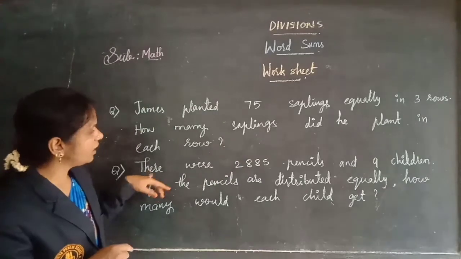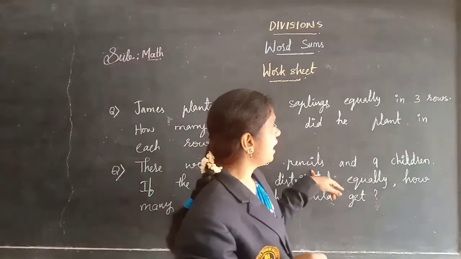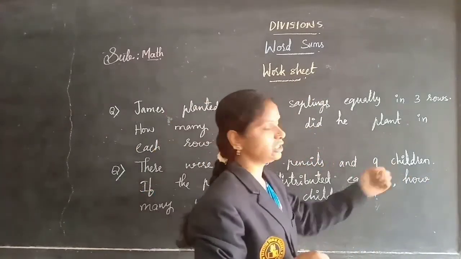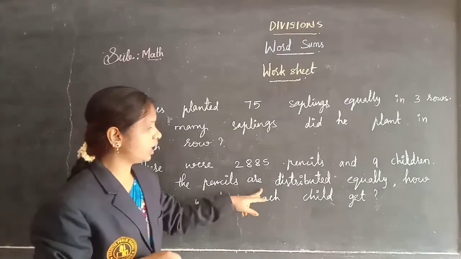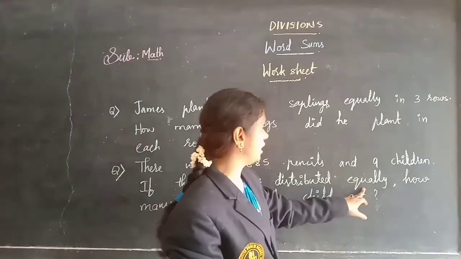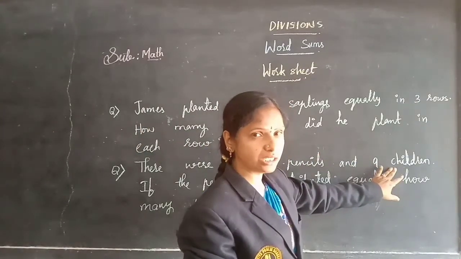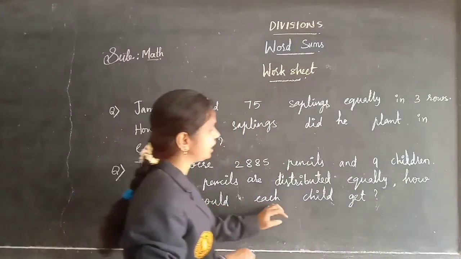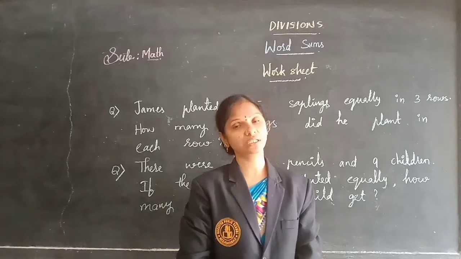Coming to here, there were 2,885 pencils and 9 children. These many pencils and 9 children are there. So what happened? These many pencils are distributed equally among the 9 children. So how many would each child get? We need to find how many pencils each child gets.